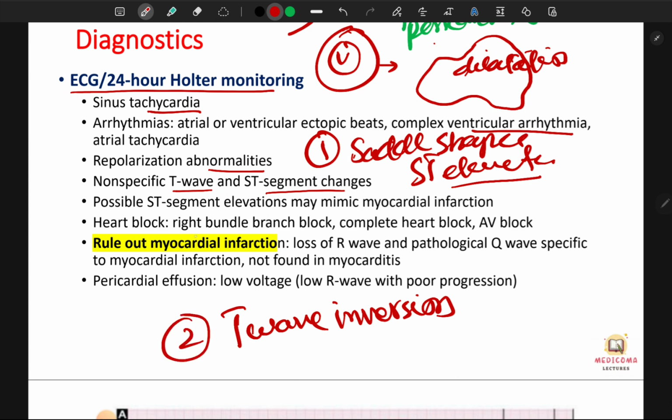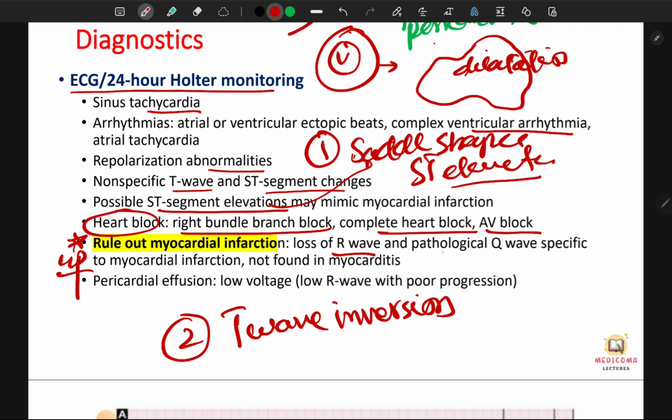And also possible ST segment elevation, which we already discussed. Heart block, maybe right bundle branch block, complete heart block, AV block. Rule out myocardial infarction. How can we rule it out? This is an important point.